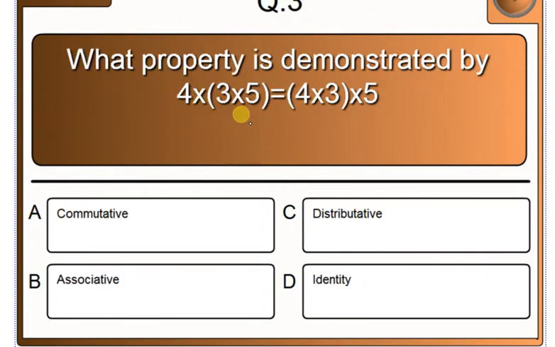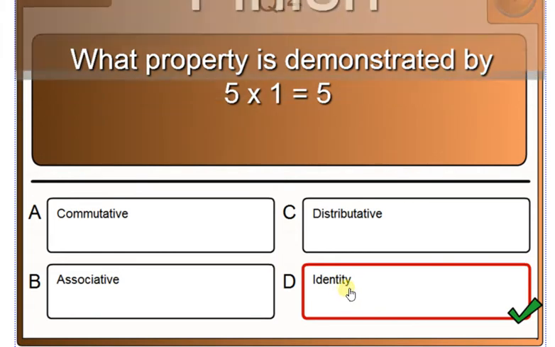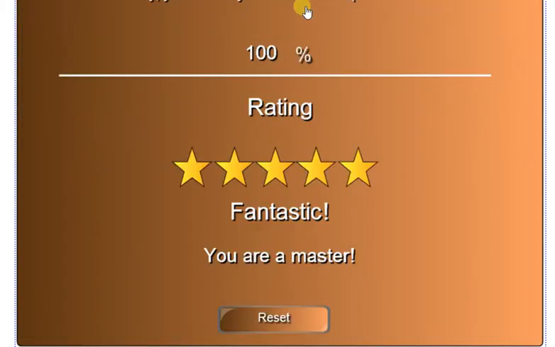Okay, how about this one? Which property is demonstrated here? 4 times the quantity 3 times 5 equals the quantity 4 times 3, times 5. So they're in the same order, but the parentheses are in different places. Associative. Nice job. Okay, what about this one? 5 times 1 equals 5. Which one is it? Identity. Okay, excellent.